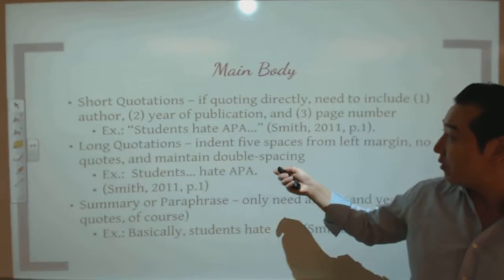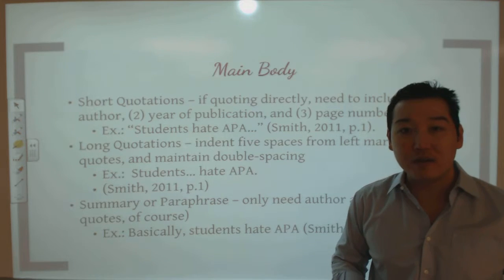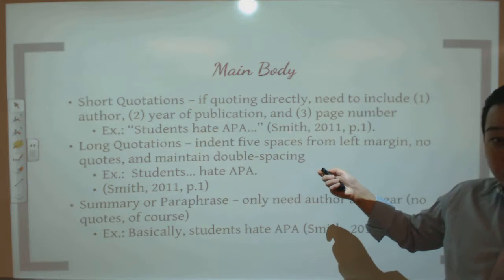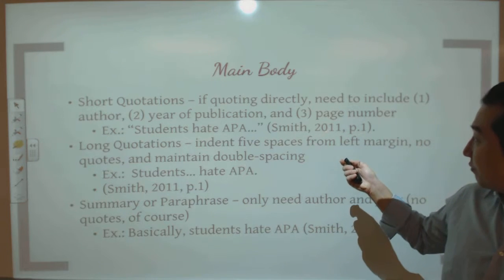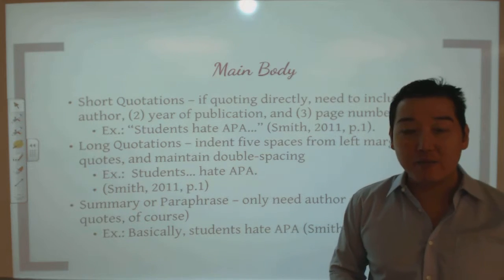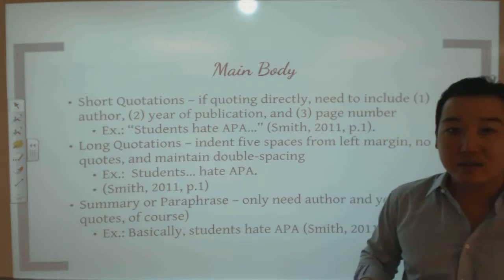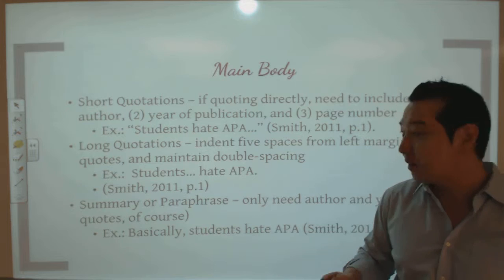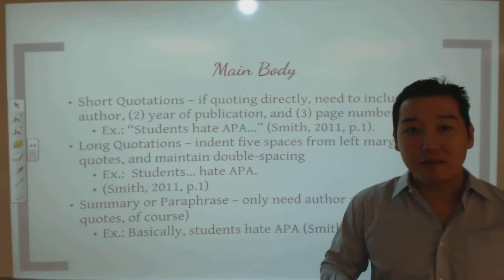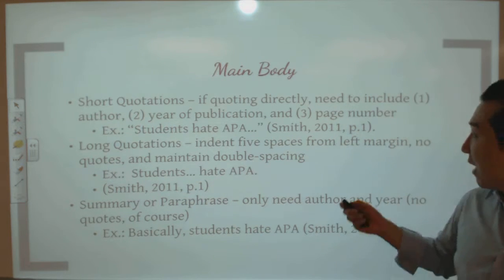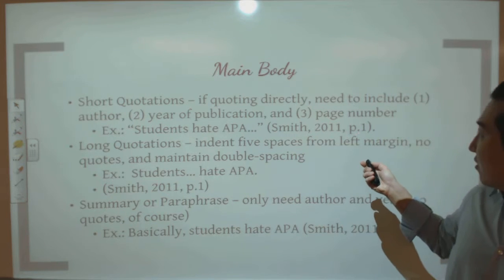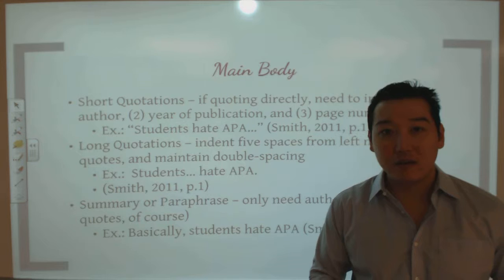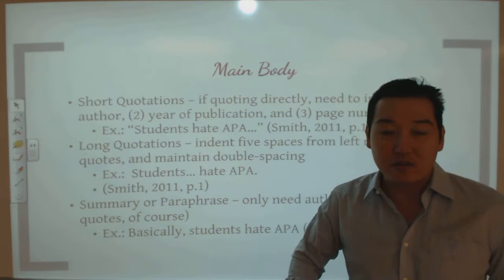And so after that quote, in parentheses, you have to make sure that you have the author's last name, the year of publication, followed by the page number. And so the page number, it's not PG, but just the letter P for a single page. And then PP if we have multiple pages. But this is just one page, so you just put P and then the page number. That's the basic rule for short quotations.